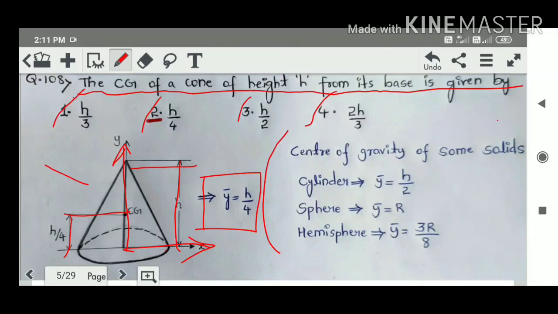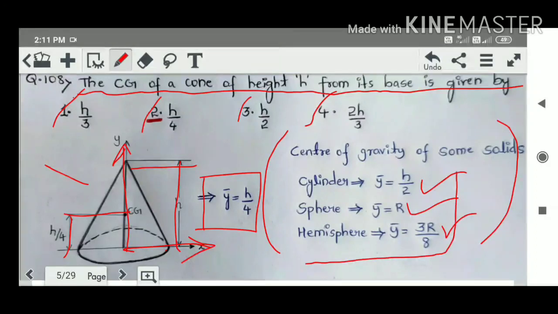Here I have written some values of center of gravity of some common solids. For cylinder it is h by 2, for sphere it is r, and for hemisphere it is 3r by 8. Okay friends, you need to remember these formulas. If it is asked in the exam, you can attempt these questions, and for this question the correct option is option number 2, h by 4.